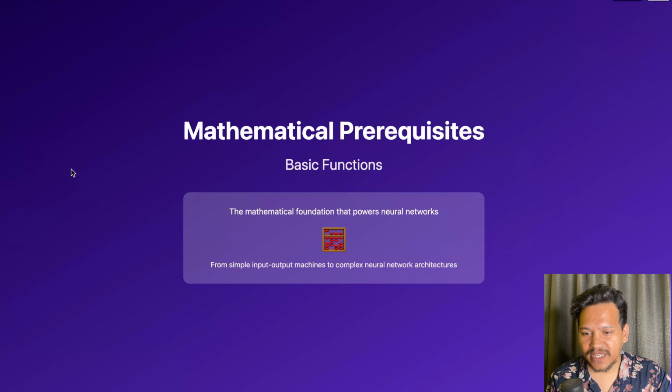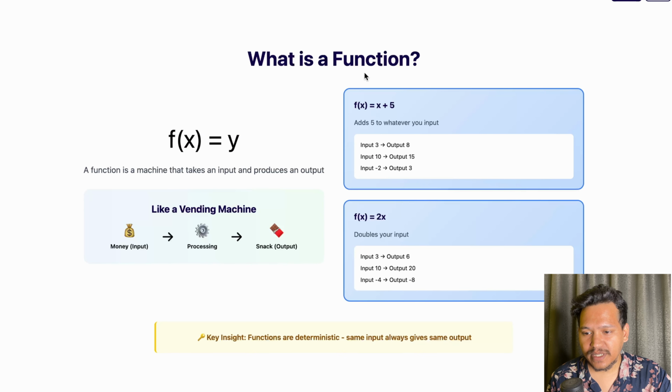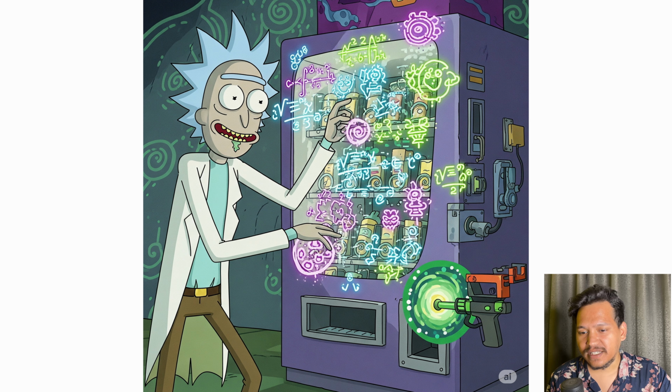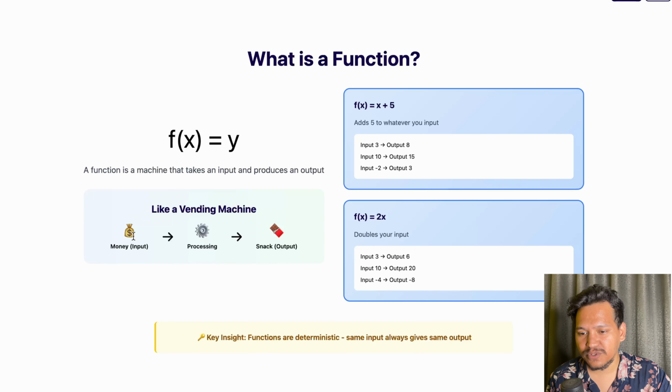Let's start with the basics. What is a function mathematically? f(x) = y. A function is simply a machine that takes an input and produces an output. Think of it like a vending machine. You put in your money, that's the input. The machine does something, that's the processing. You get a snack, that's the output.